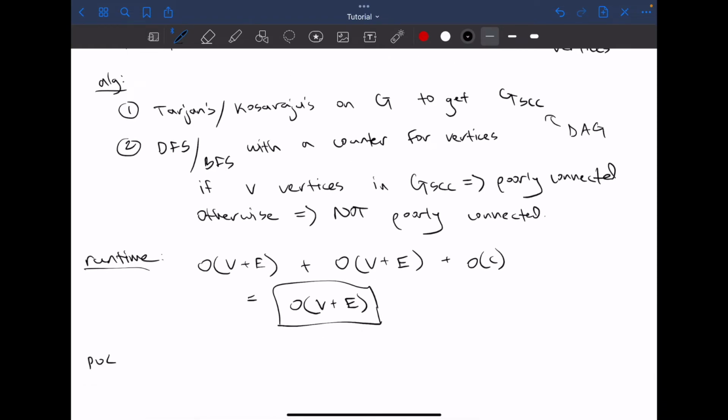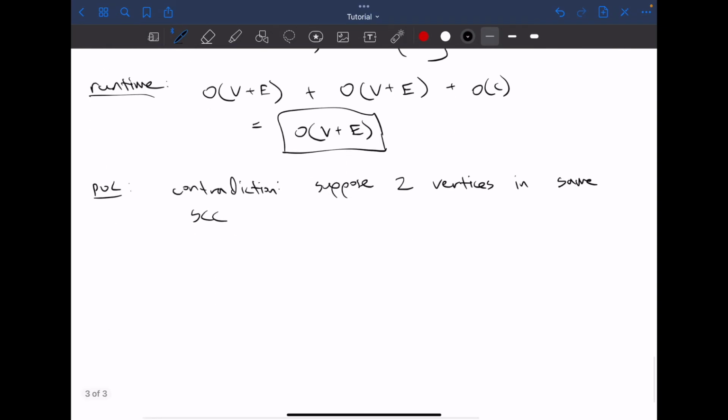Okay, I'm not going to go too much into the proof of correctness here, but we could do it with a contradiction. We could suppose any two vertices were in the same strongly connected component. If they were, then there would be a path, call them U and V, there would be a path from U to V and V to U, which means that this graph is not poorly connected. So you can follow it from there. You can also assume the proof of correctness of DFS or BFS and Tarjan's or Kosaraju's.